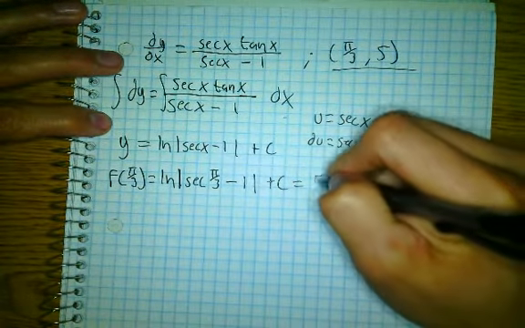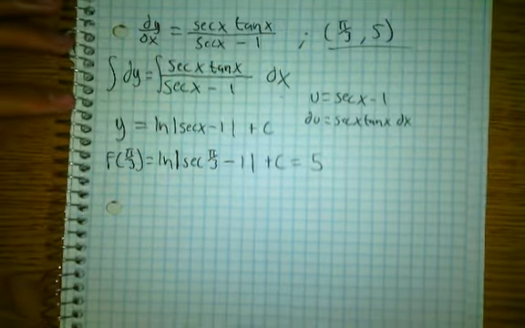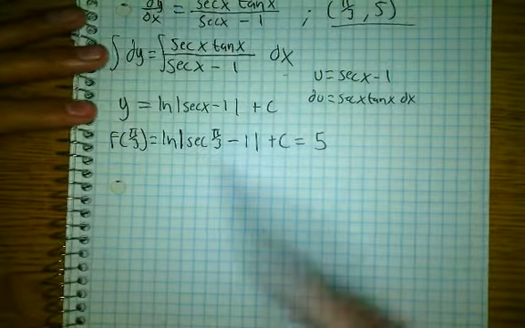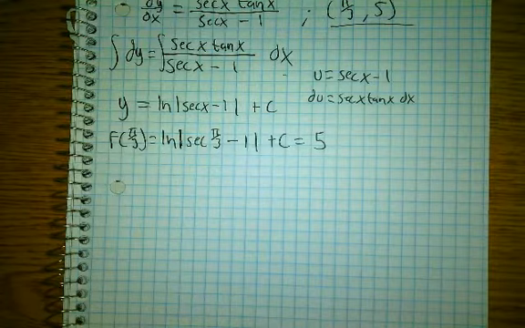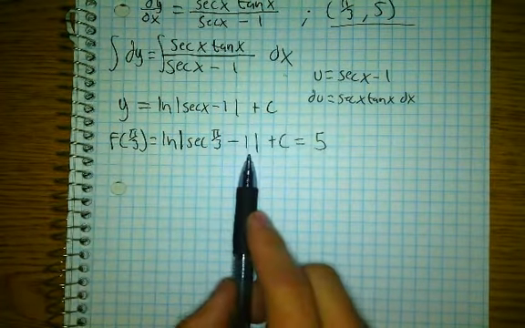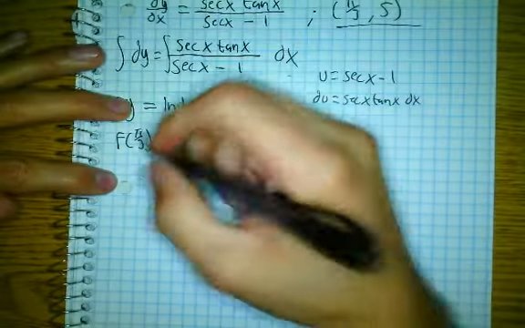Plus c, and that's got to be equal to 5. Agreed? Okay. What is the secant of pi over 3? Well, I don't memorize my secants, but I know that secant goes with cosine. So the cosine of pi over 3 is 1/2. The reciprocal of 1/2 is 2. 2 minus 1 is 1.